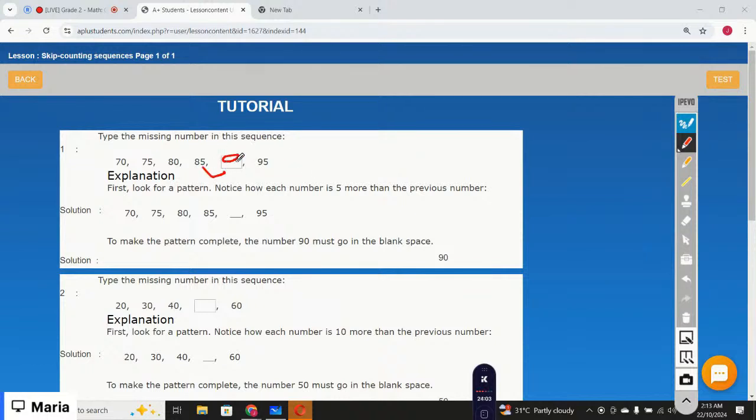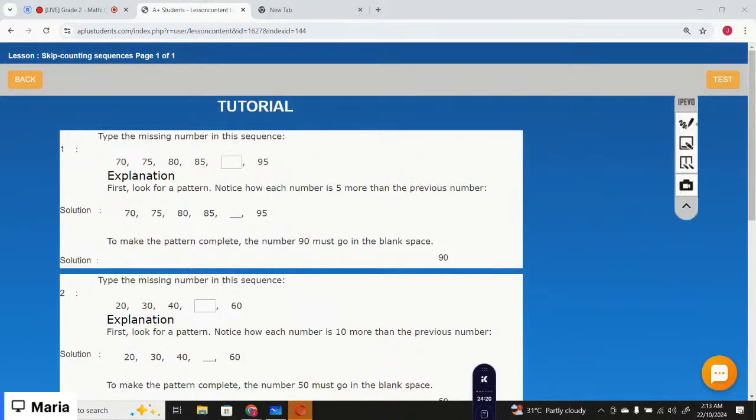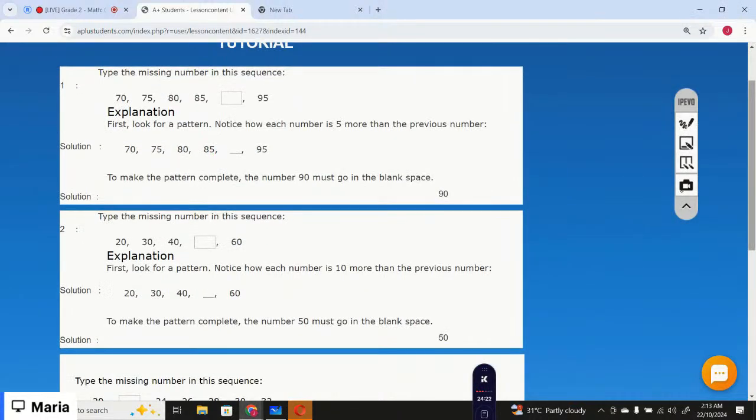So you have to do 85 plus 5. So the missing number is 90. So that means the missing number in the sequence is 90. Got it? You need to find what number is missing. That is 90.